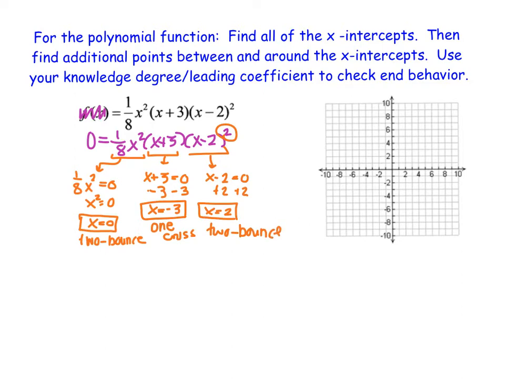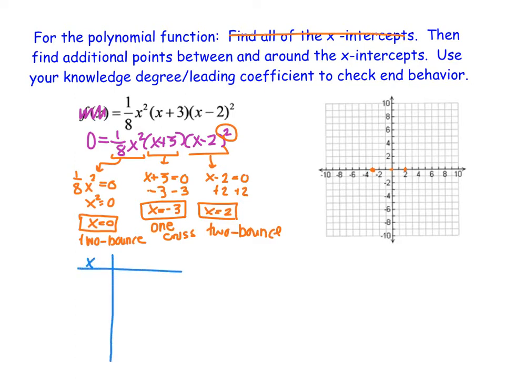So just from looking at the graph and the form that it's written in, I can go straight to my graph and I can plot those x-intercepts. Now, for this particular video, we're going to go into a little more detail. After we find all of the x-intercepts, we then want to find additional points around the x-intercepts. So this time around, what we're going to do is create a table of values.